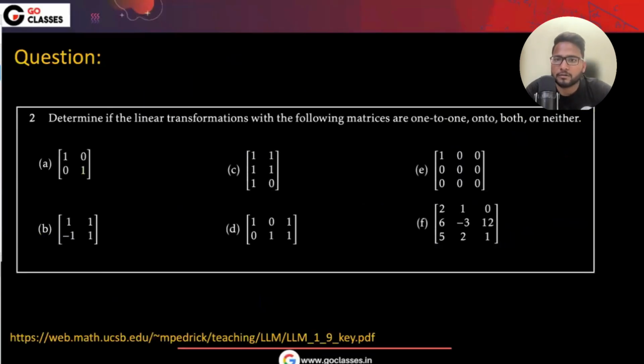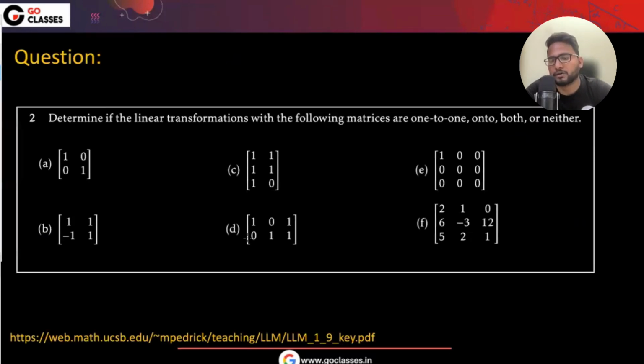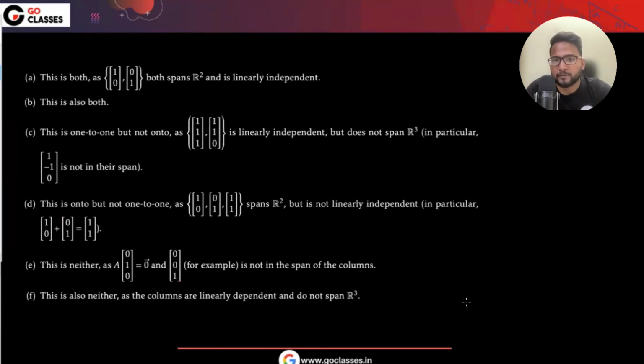Okay. So can you do this question as homework? I have the answer on the next page. They're asking which one is one to one, onto, both, neither, like this. Can you do this as homework? Tell me. Is this okay? Okay. Answer is on the next page. Don't worry.